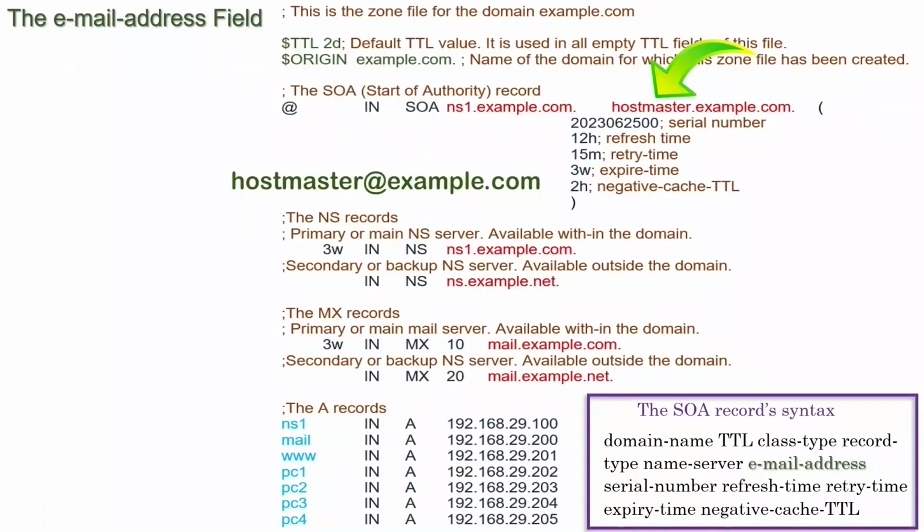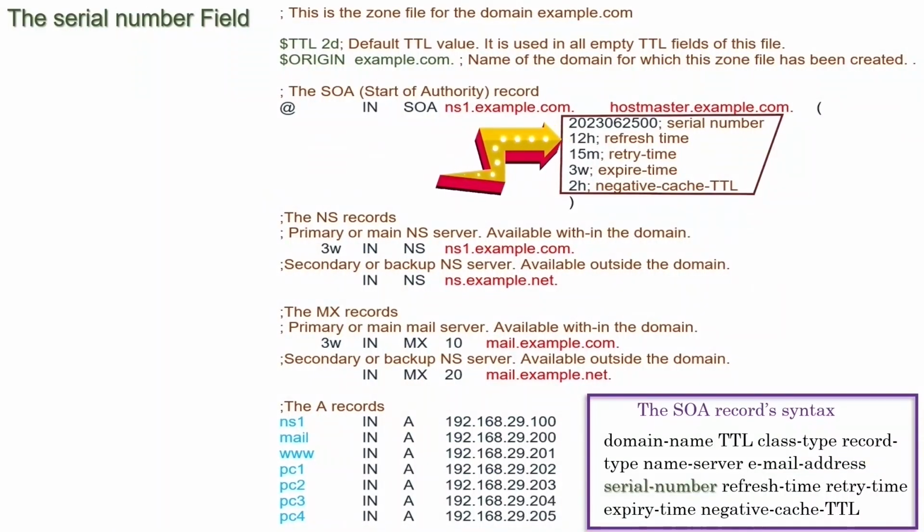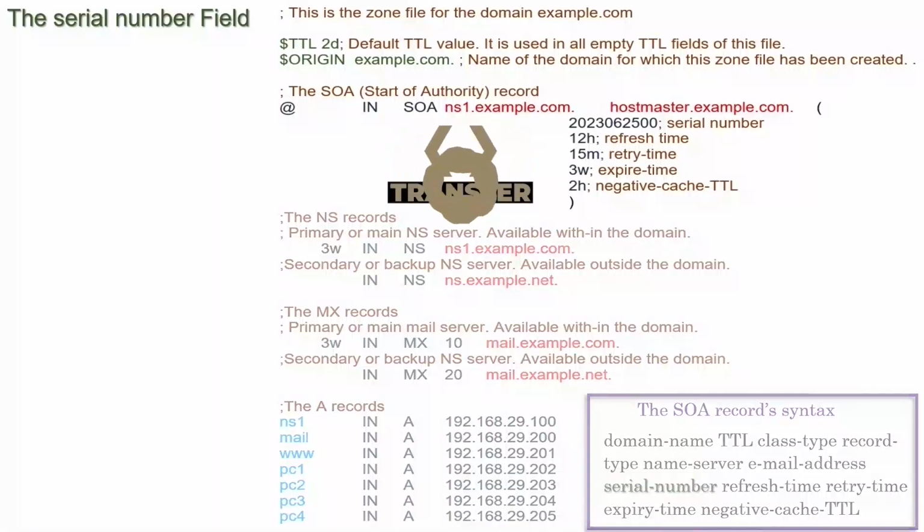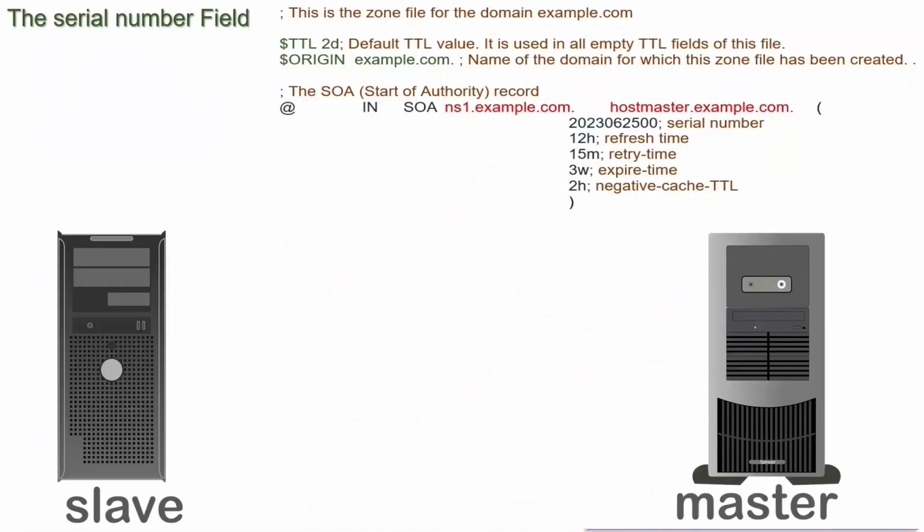DNS will read this address as hostmaster@theRateExample.com. These fields control the zone transfer process. Before we understand these fields, let's understand what a zone transfer is and how it works. A zone transfer is a process in which a master nameserver transfers zone files to the slave nameserver.